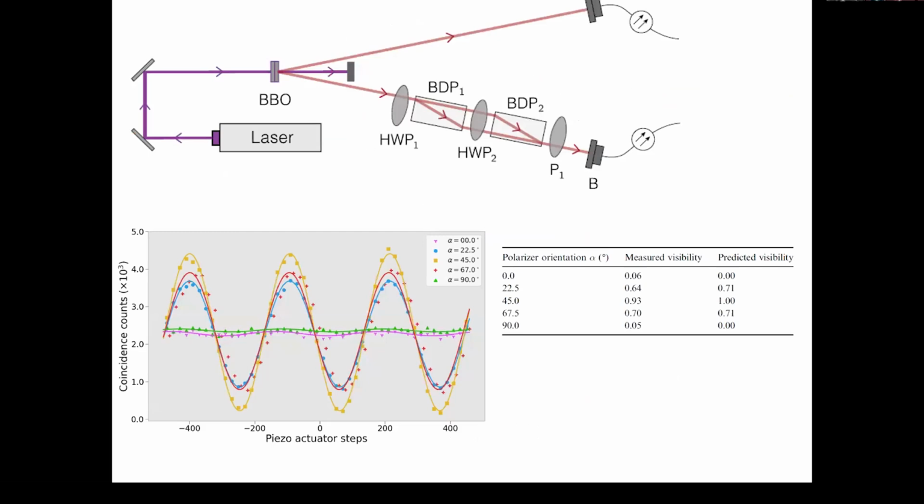Now, this is our scheme for quantum erasure and quantum interferometry. This interferometer is placed in one arm of the down-converted pair, the signal arm. The other arm still exists and is used for heralding.